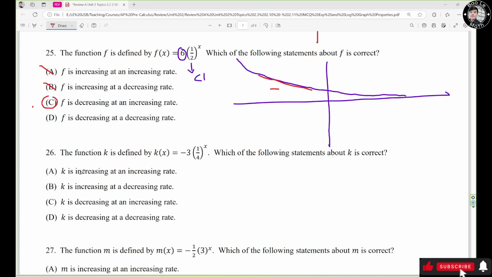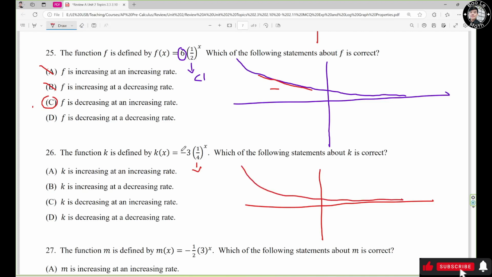Now number 20, the function k is defined by k of s equals negative 3 times 1/4 raised to the s, right? So we need to get this one. Alright, look at b right here. b equals 1/4, which is less than 1, right? So this is an exponential decay function, right? Now since a equals negative 3, there is a reflection over the x-axis, right? So it could be something like this.